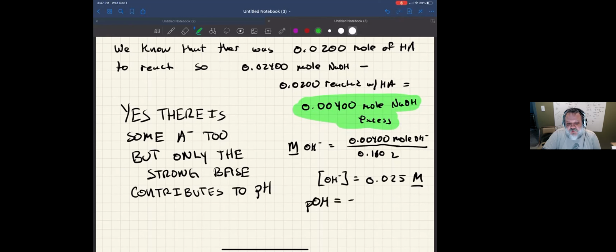So the pOH equals negative log of that value, and I get 1.6. And so the pH equals 12.4.